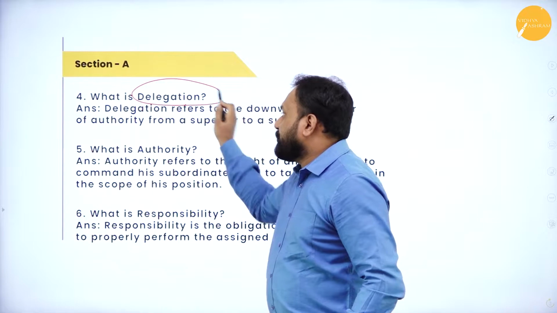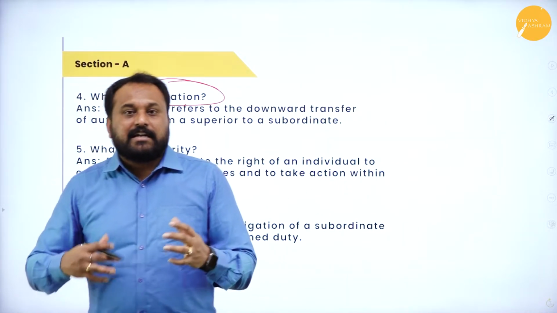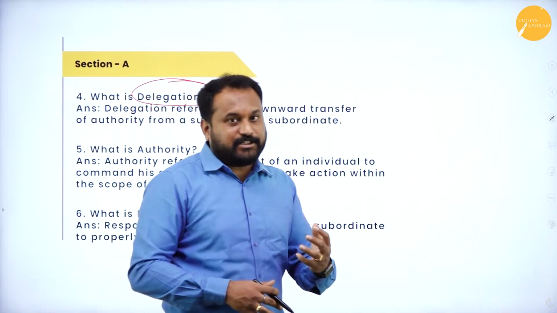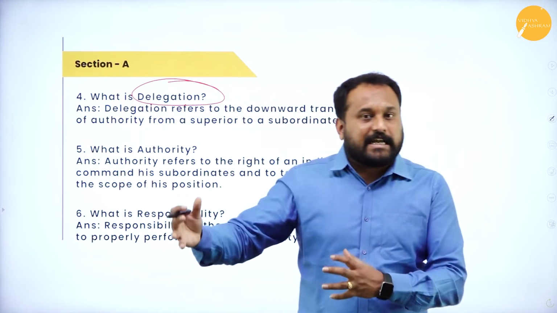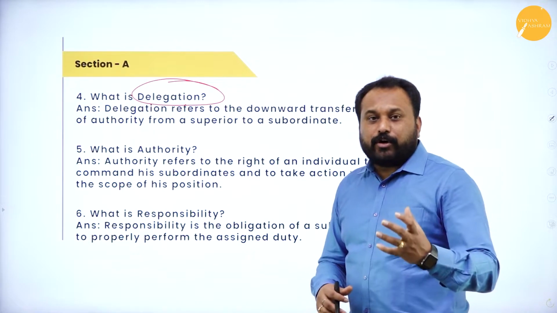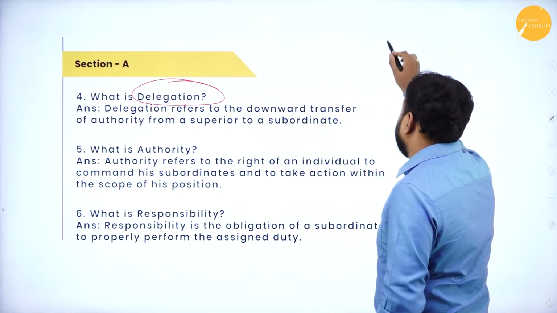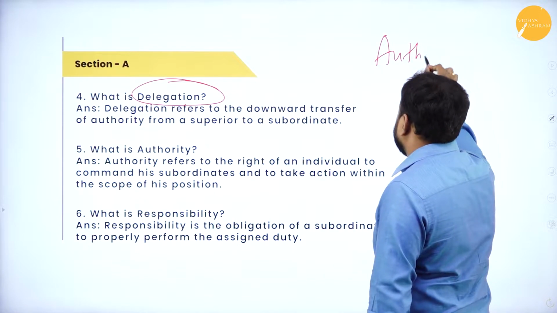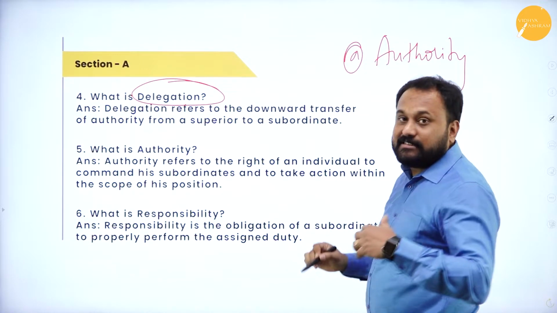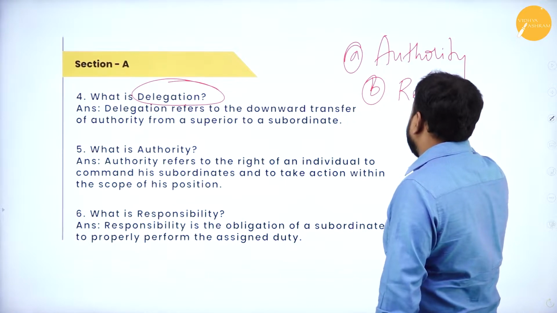Whenever you get this question delegation, understand the concept of delegation. Delegation in the sense transfer of authority and responsibility, that is called delegation. The same way you have decentralization, that is distribution of authority and responsibility. So here in delegation there are three elements of delegation. The first one we have is authority. This is the first, that is the elements of delegation. The next one, B, in the sense you have responsibility.